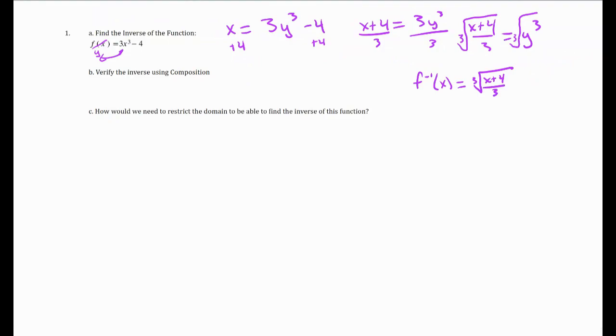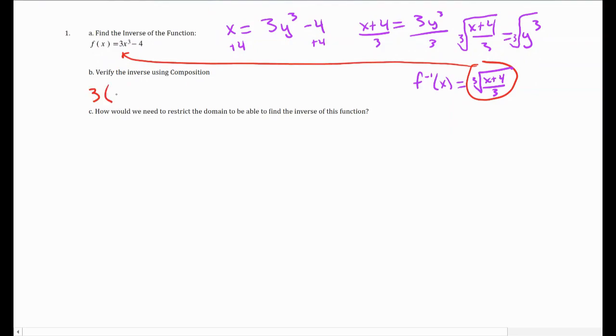Now we're going to verify that by plugging it back in. So I'm going to take what I just had here and plug it into x. So I got 3 times the cube root of (x plus 4) over 3, to the power of 3, minus 4.